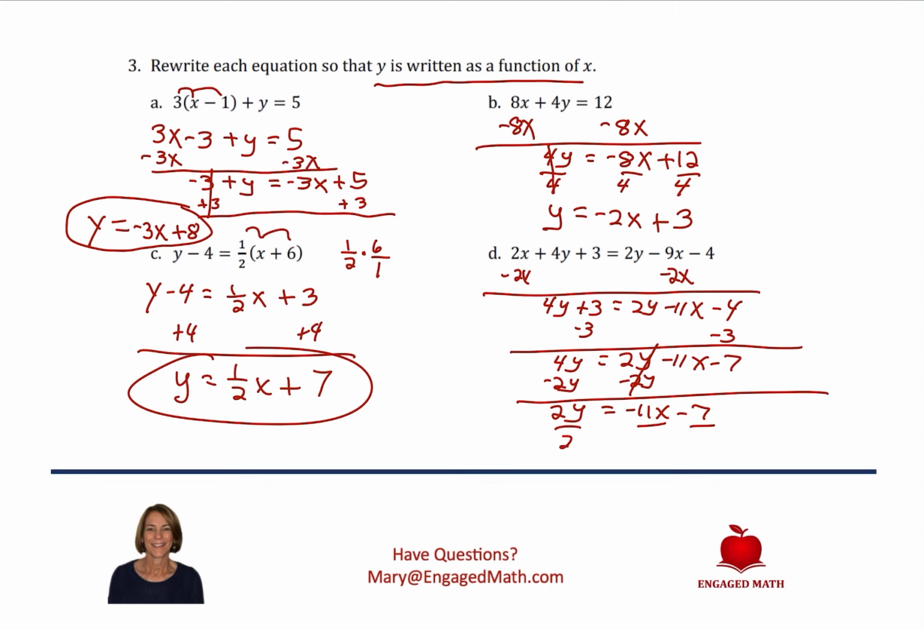And then we're going to divide everything through by 2. Notice that when we divide both sides by 2, every single term has to get divided by 2. So our final answer here is going to be y equals negative 11/2 x. Doesn't matter whether you put the x in the numerator or off to the right, minus 7/2. And that's all we can do to simplify that final answer.